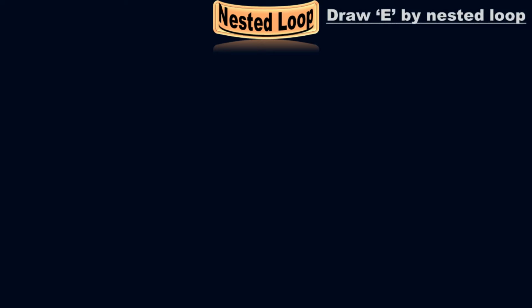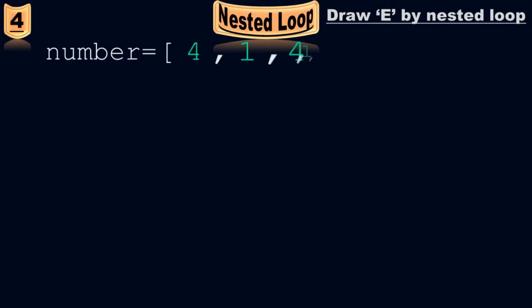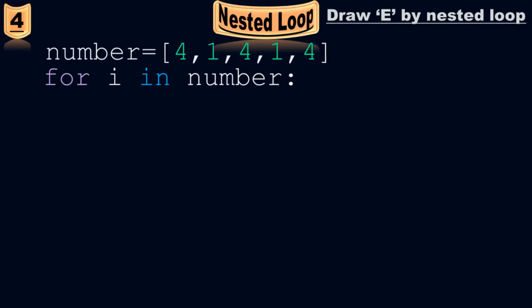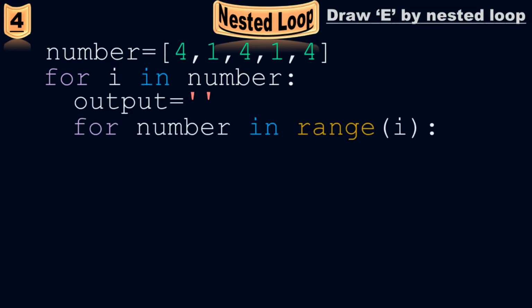Draw E word by nested loop. Now we will use the nested loop to draw the E word in the output. Example: number equals to 4, 1, 4, 1, 4. For I in number, output equals to empty. For number in range of I, output plus equals to asterisk.